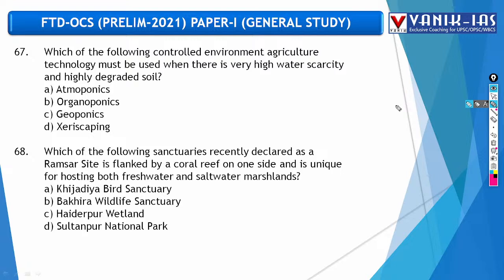Which of the following controlled environment agriculture technologies must be used when there is very high water scarcity and highly degraded soil? When there is high water scarcity and high degraded soil, then the aeroponics method is used. Xeriscaping is the agricultural methodology used in desert regions, especially where there is no need for irrigation. That is xeriscaping.